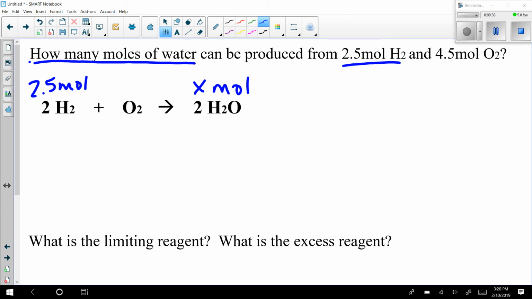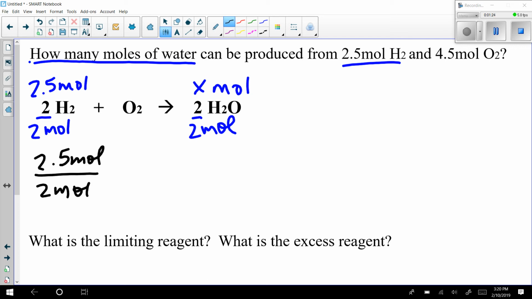Now, when solving a mole-to-mole stoichiometry problem using proportions, we use the coefficients from the balanced equation as our bottom numbers in our proportions. So my bottom number under H2 is going to be 2 moles, and my bottom number under H2O is going to be 2 moles. So now I have my proportion, so I'm going to rewrite it to solve. So I have 2.5 moles over 2 moles, and that equals X moles over 2 moles.